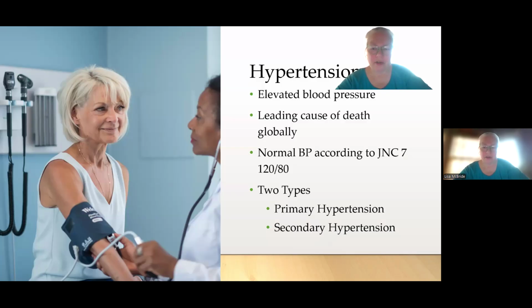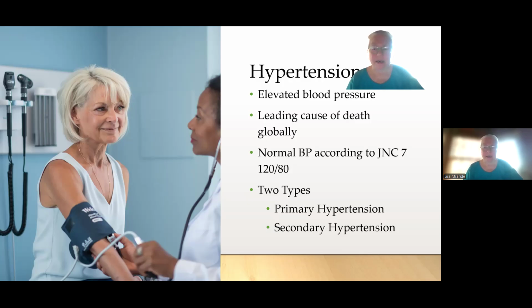There's primary hypertension. Now, primary hypertension is just having a higher blood pressure, and it's just caused by our genetics or by, are we overweight? Do we have diabetes? Do we have other things going on?